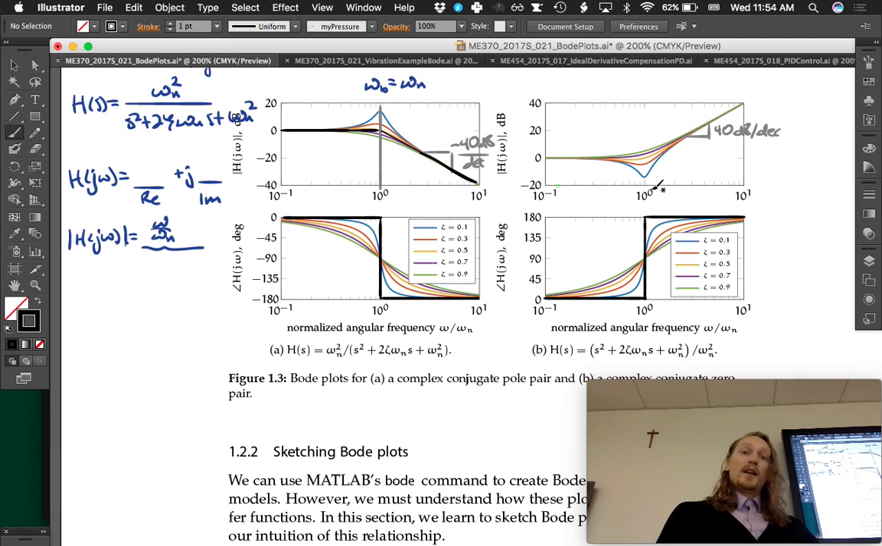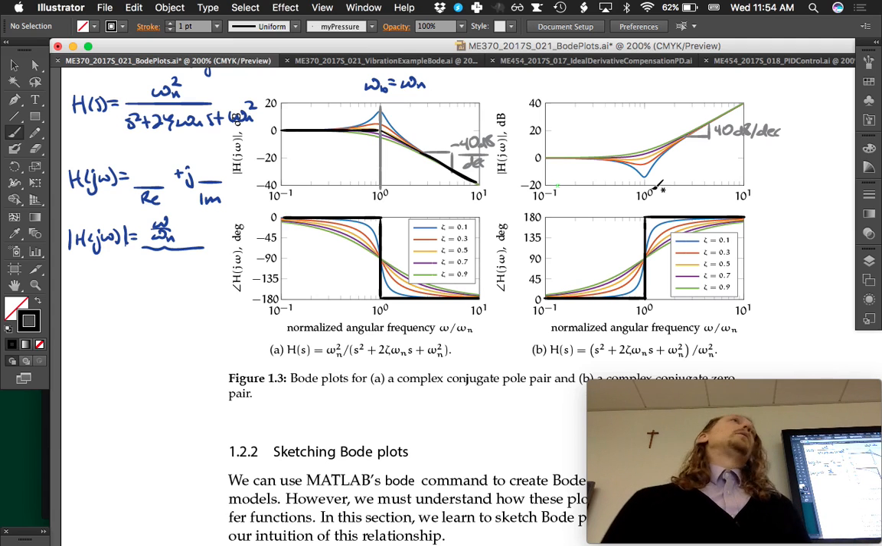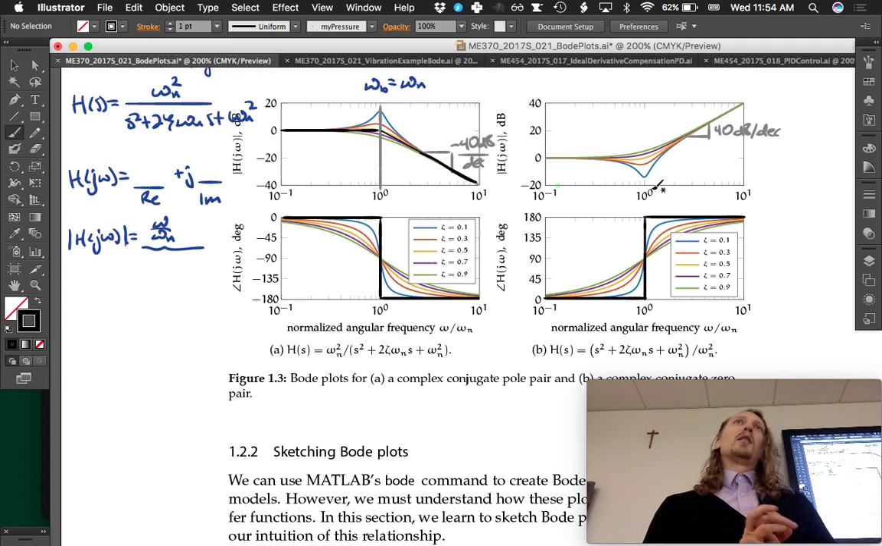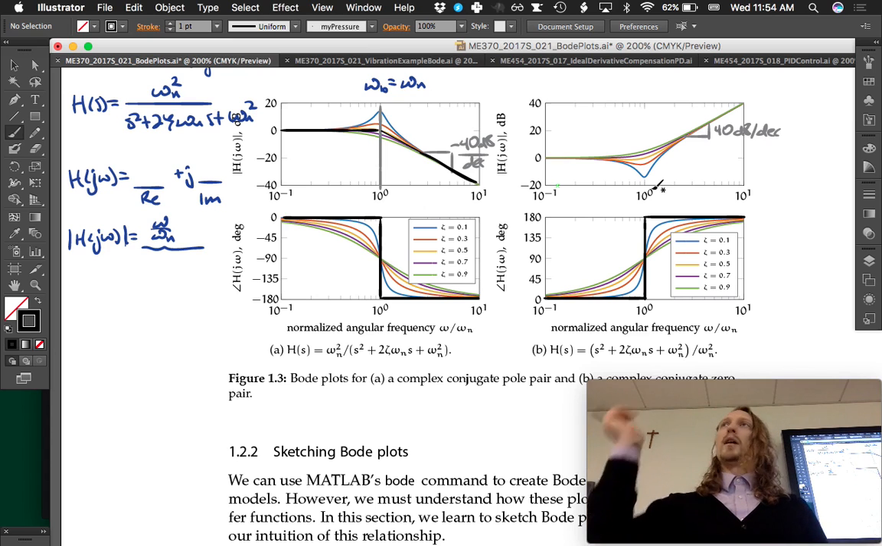So on Friday, we're going to come back to the vibration example that we did, and we're going to sketch a Bode plot for it. We're going to do a pole zero plot, a little bit of design on it, and we're going to draw our Bode plots as well.